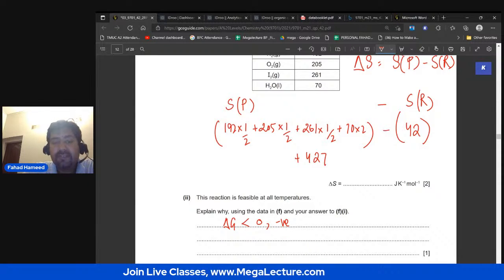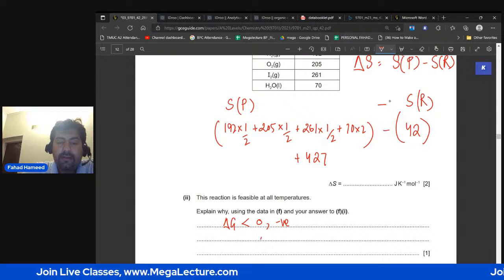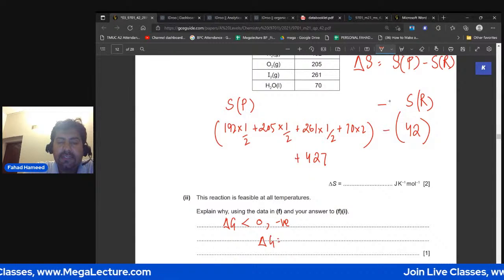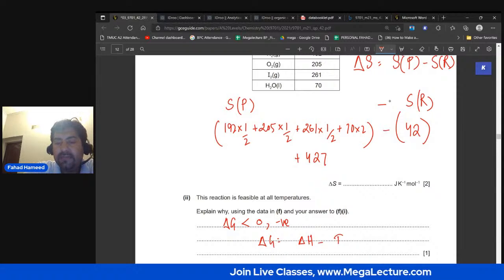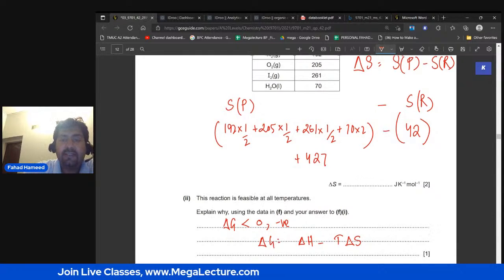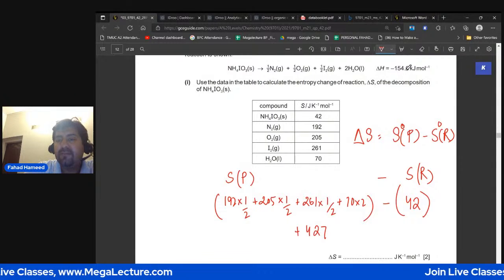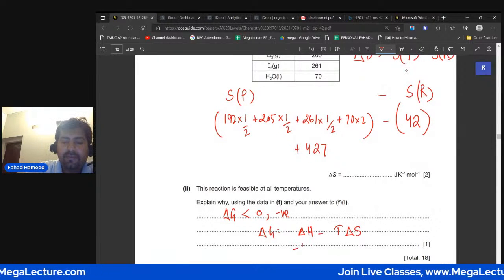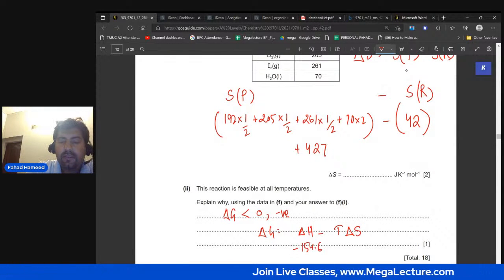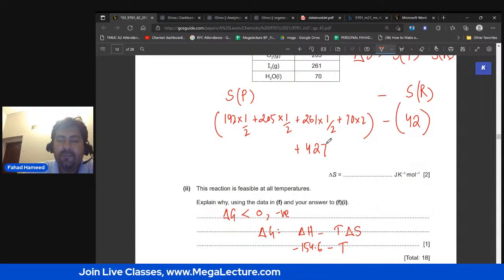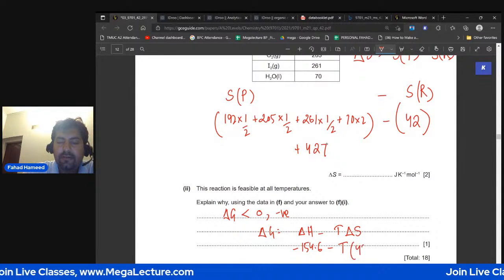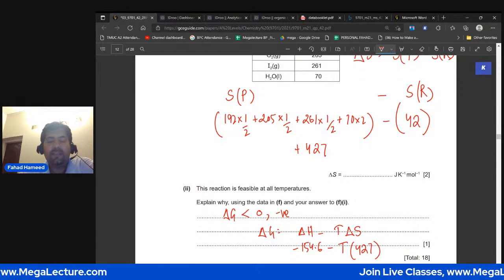So the system is always producing work done. So how do you calculate delta G? It's the energy that is produced due to enthalpy change minus the work that is produced due to entropy change. So delta H is given, and that has a value of minus 154.6, and minus T delta S. Delta S is given as 427.